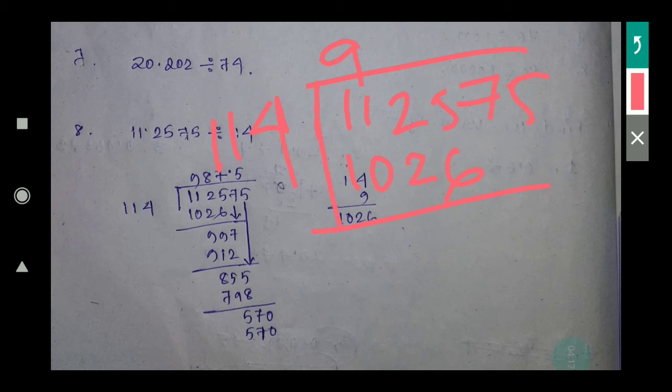After doing the subtraction, 25 minus 26, what will it be? 9, then again 9, so 99. Now 114 and here 99, so it is smaller, so you have to take one more digit. From this I have taken the 7, so 997. So now it will go by 8, because by multiplying with 9 I got 1026. So let's try multiplying with 8, then only it will become smaller. I need 997, so I multiply with 8 and I will get 912.